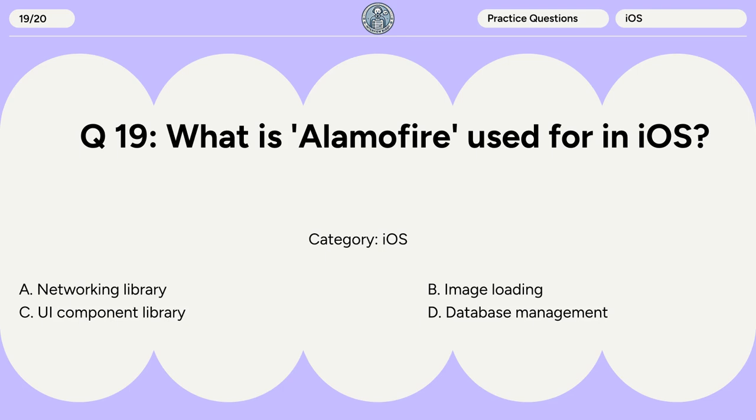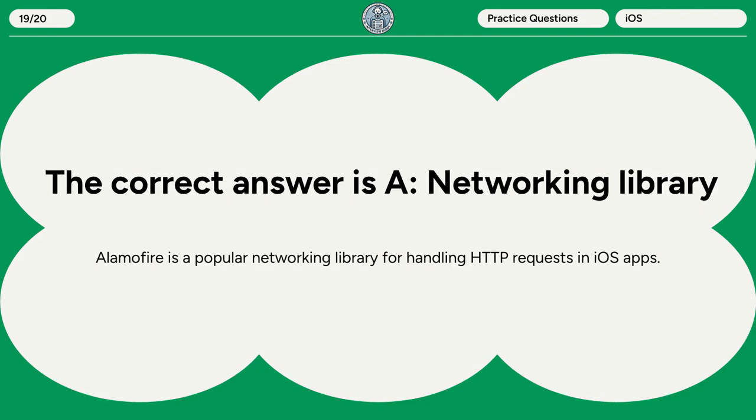Question 19. What is Alamofire used for in iOS? A. Networking library. B. Image loading. C. UI component library. D. Database management. The correct answer is A. Networking library. Alamofire is a popular networking library for handling HTTP requests in iOS apps.